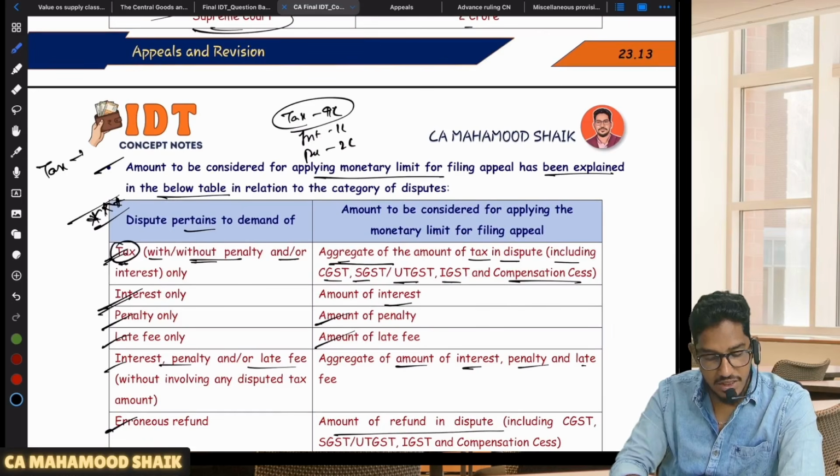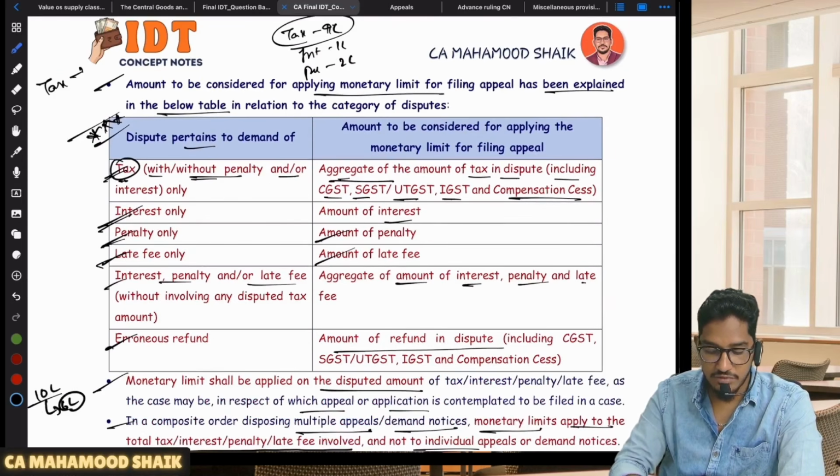If it is interest only, interest. If it is penalty only, penalty. If it is late fee only, only late fee. If it is interest, penalty, late fee without involving tax, consider the aggregate amount of interest, penalty and late fee. If it is an erroneous refund, the amount of refund.